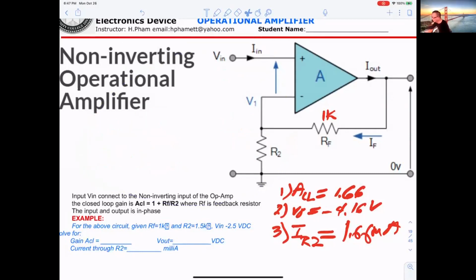You see, op-amp is easier than the transistor. Now, is the voltage going to be negative, or is it positive? Voltage will be negative. However, current never. Oh, current never. Okay. All right.